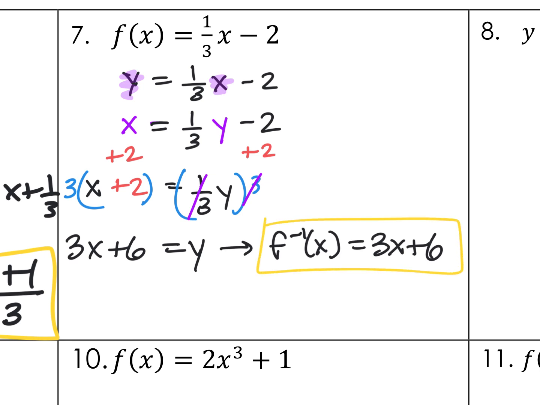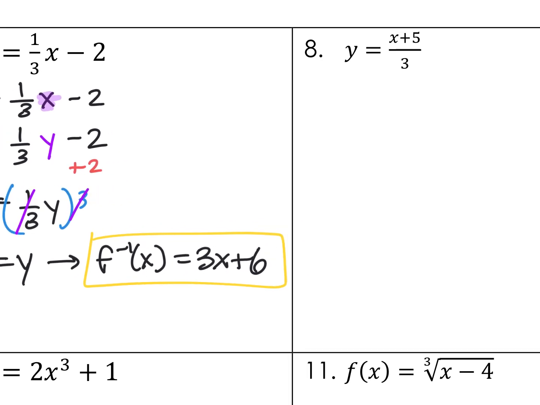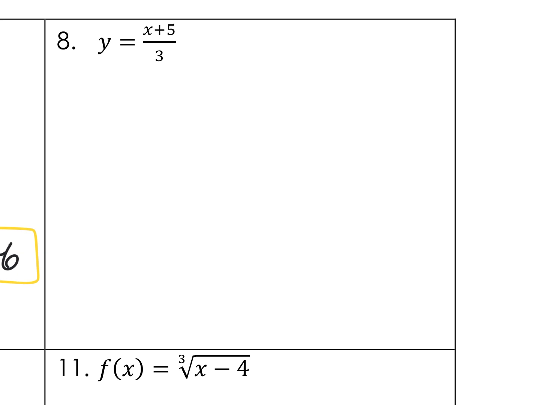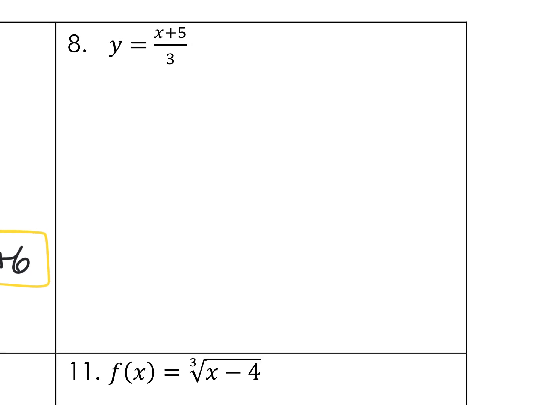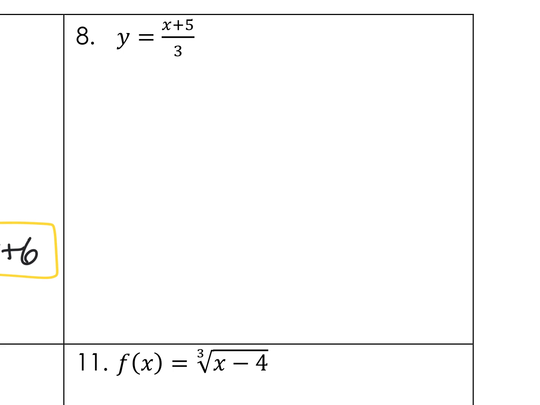What do we got next? Number 8. Okay, this is also a linear function, which doesn't really look like a linear function because it's written like a big fraction. That's okay. It's already got the y equals for you, so you're just going to go ahead and swap your x and y. X is equal to y plus 5 divided by 3. It looks a little weird right now, but it's fine. Okay, and again, you're just trying to get y by itself.